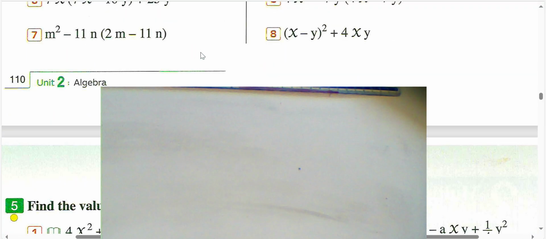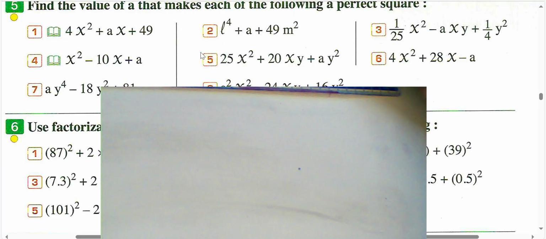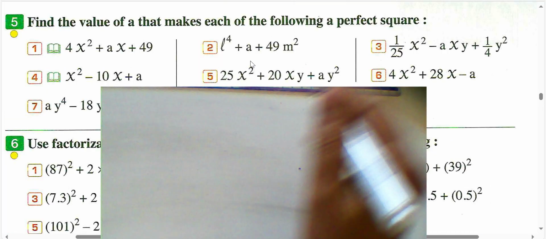Okay, next question. Find the value of a that makes each of the following a perfect square. Question number 2.